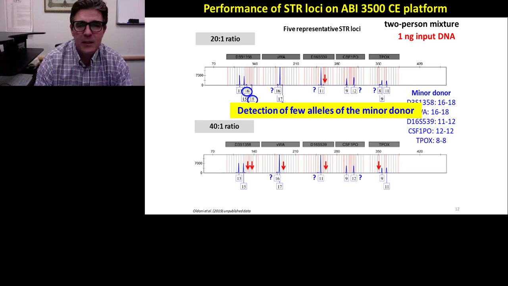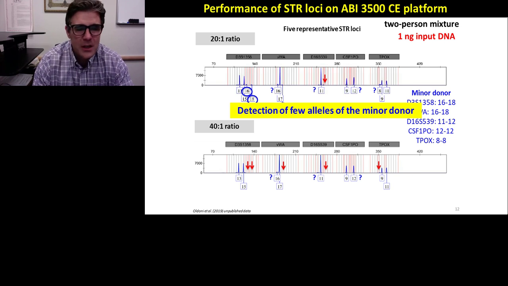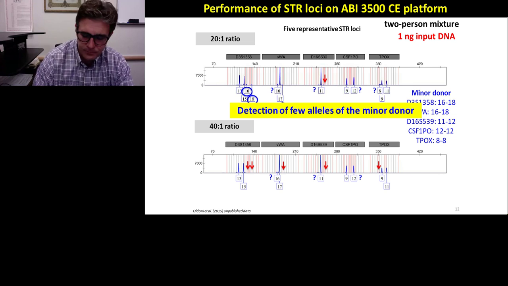At vWA, we see the 18. Then we see some dropout, and some are masked. So for example, at locus CSF1PO, the minor contributor is homozygous 12, which is obviously masked, in this case by the major, who is 9, 12. In the 40-to-1 ratio, as we expect, we don't see any of the minor contributor with conventional CE.